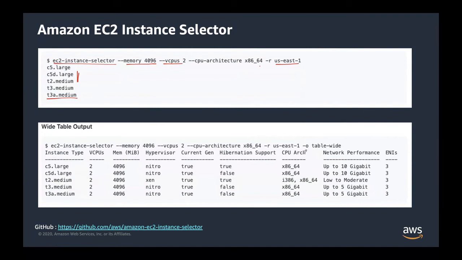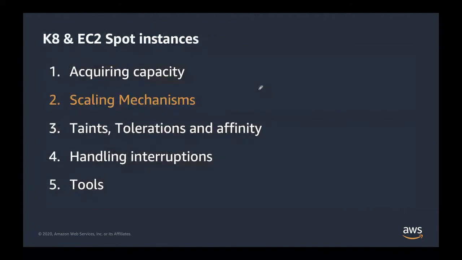Otherwise, if you just want to see it in a table view, you can query it that way, and you can find out about the hypervisor type, whether you want something Intel or AMD or a different CPU processor, and the network performance, like low, high or moderate, or if you want something with at least 100 gigabits. So you can query by that. This will be useful for you to get the instances you need for your Kubernetes nodes.